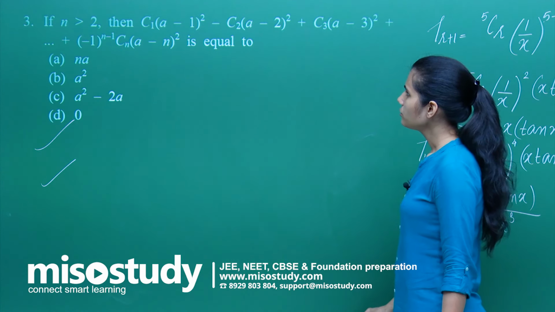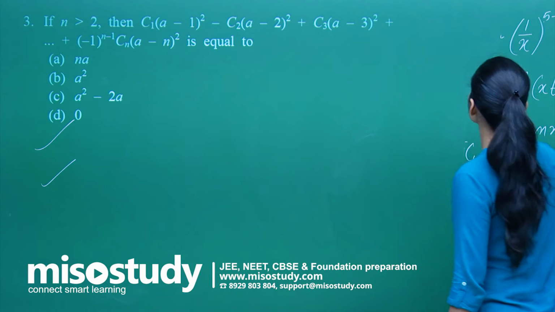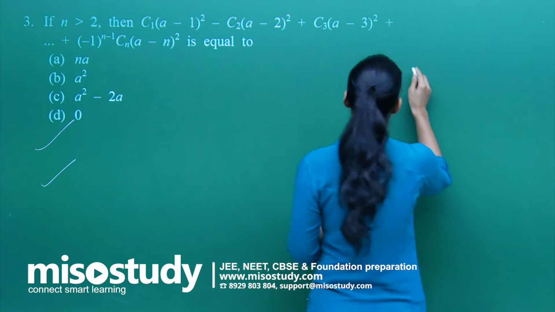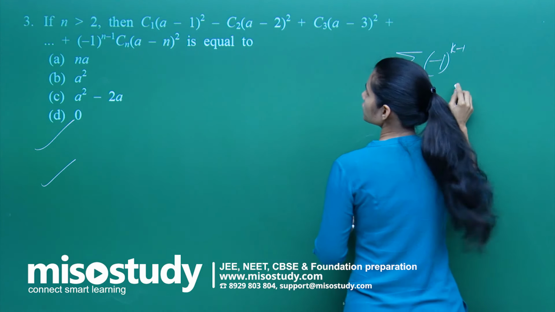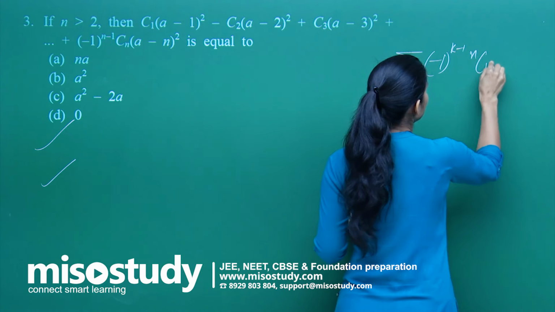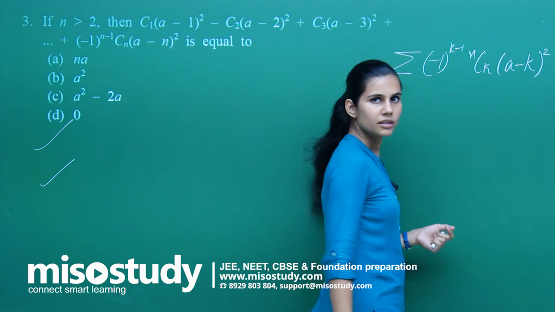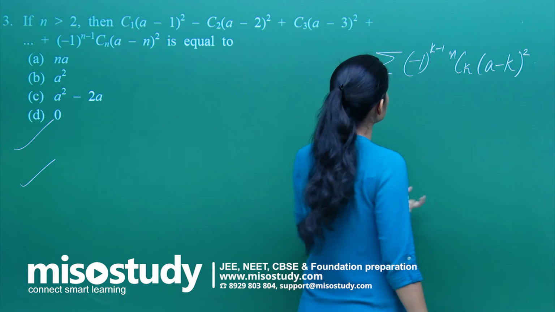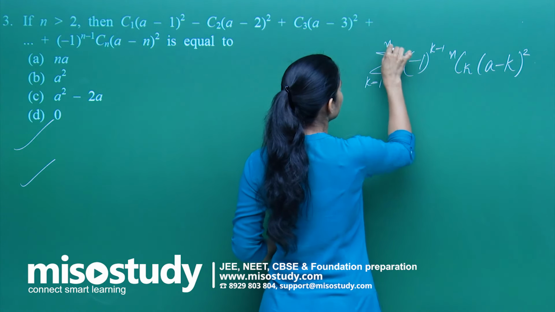Moving on to the next question, we have this expansion given to us. What is this equal to is the question. Now see, this is pretty simple to decode first of all, how this can alternatively be written. I can write this as minus 1 to the power k minus 1 nck (a minus k) whole square, right? Because C1 is nothing but NC1, C2 is nothing but NC2, so I can write it as NCK (a minus k) whole square. This k is running from 1 to n.